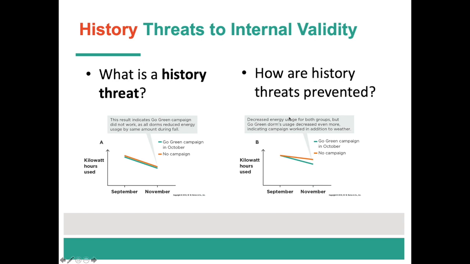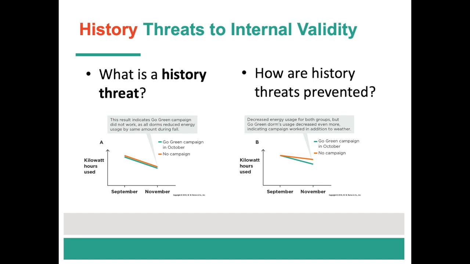The next one is history. So what is a history threat? It's basically when some external or, to use the name, historical event affects most members of the treatment group at the same time as a treatment. So it's unclear whether the change in the outcome was actually a result of the treatment itself.